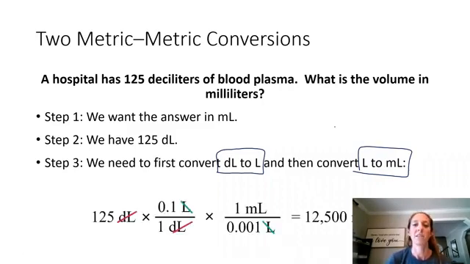now check. See if yours matches mine. Again, I went deciliters to liters, and I know that every 1 deci was 0.1 liters. So that got rid of my deciliters. Then I went from liters to milliliters. Every 1 milli was 0.001 liters. So I got 12,500 milliliters.